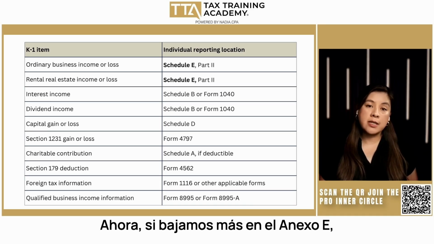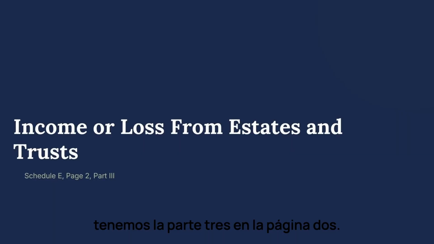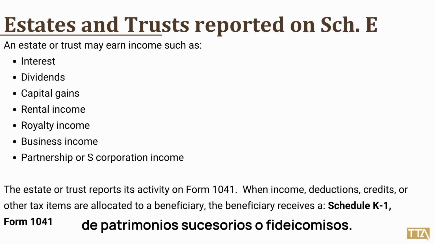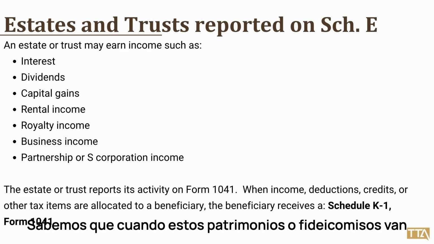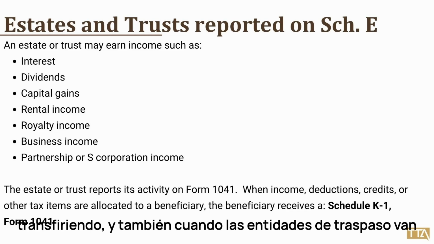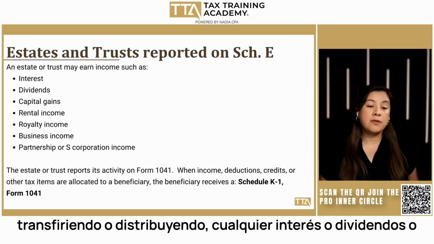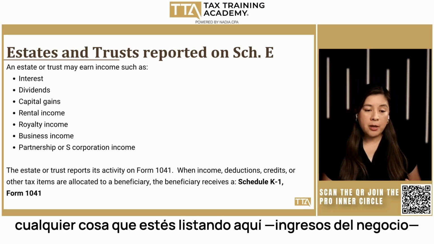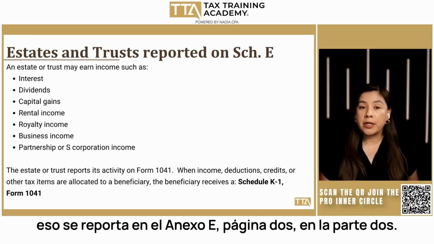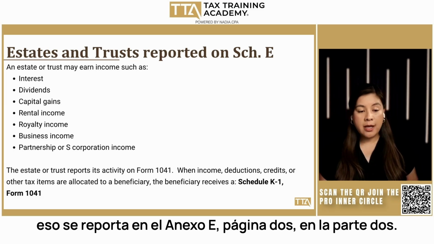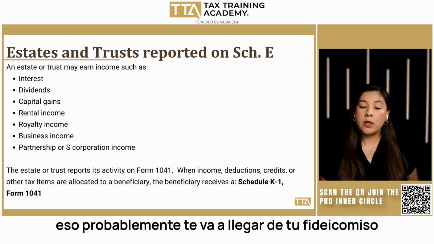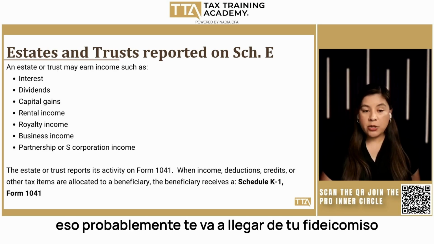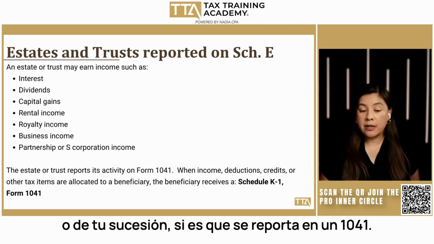Now, when we go further down on Schedule E, we have part 3 on page 2. That reports the income or loss from estates or trusts. So first, let's talk about estates or trusts, right? We know that these estates or trusts are also flow through entities, passing down or distributing any of their interest or dividends or business income, and that gets reported on Schedule E, page 2, part 3. Now, when you receive a Schedule K1 1041, those will probably be coming from your trust or your estate if it gets reported on a 1041.